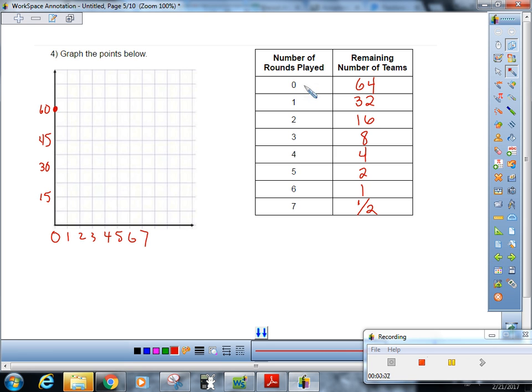If you put in 0 for x, you get 64 for y. It's the y-intercept, okay? 1 comma 32. 32 would be about here. It's halfway up. Every time I go up, I go half as far up as I did the last time. If I put in a 2, I get a 16. If I put in a 3, I get an 8. Put in a 4, I get a 4. Put in a 5, I get a 2. 6 is 1. 7 is a half.